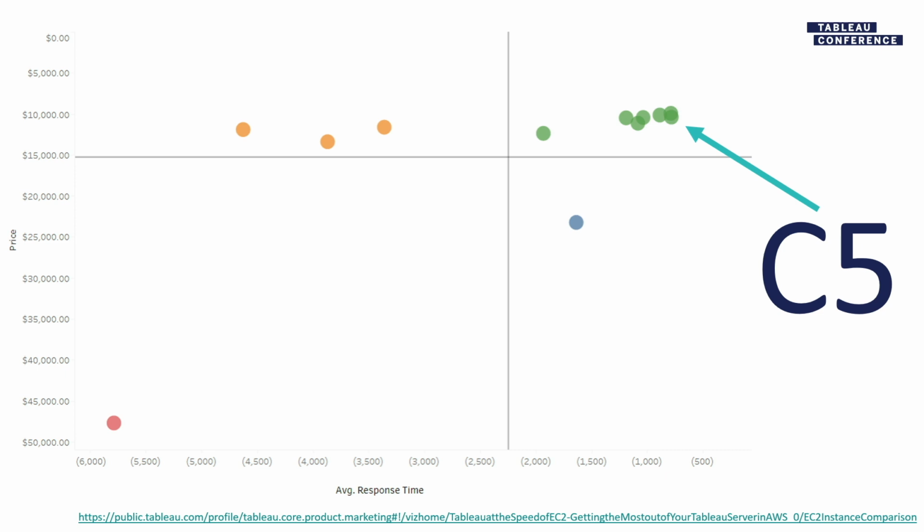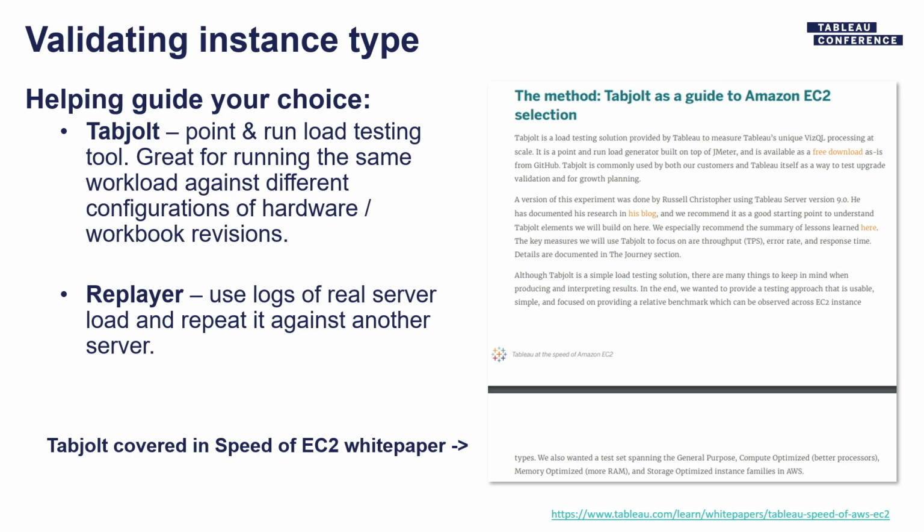Okay, perfect. All right. So how do we validate instance types? We have two key tools for this, and one is newer than the other. The tool that we've had for a number of years now to help you validate your choice of instance is called TabJolt. TabJolt is a load testing tool, and it's good for taking one workload and running the same workload against another instance type. The thing to know about TabJolt is it's not a real-world representation of user load. In the real world, you don't generally have 100 users all smashing a viz at exactly the same second. But what that means is it's repeatable. So it's a benchmarking tool.